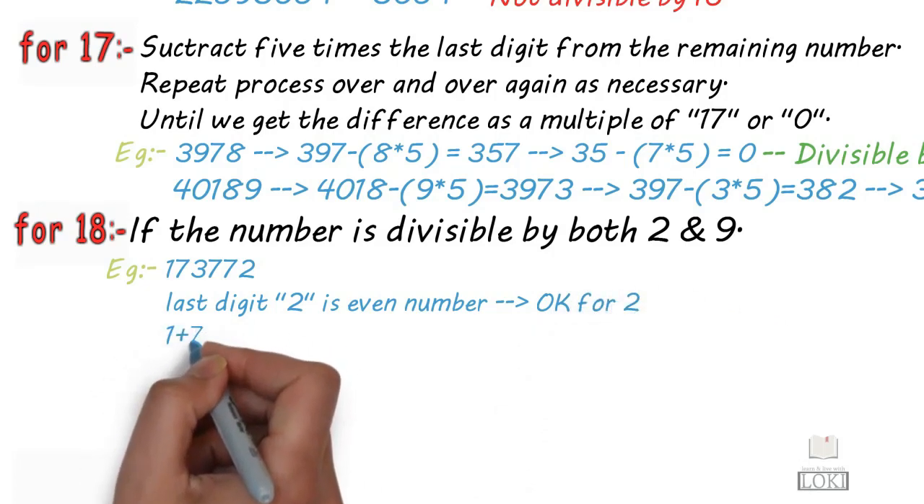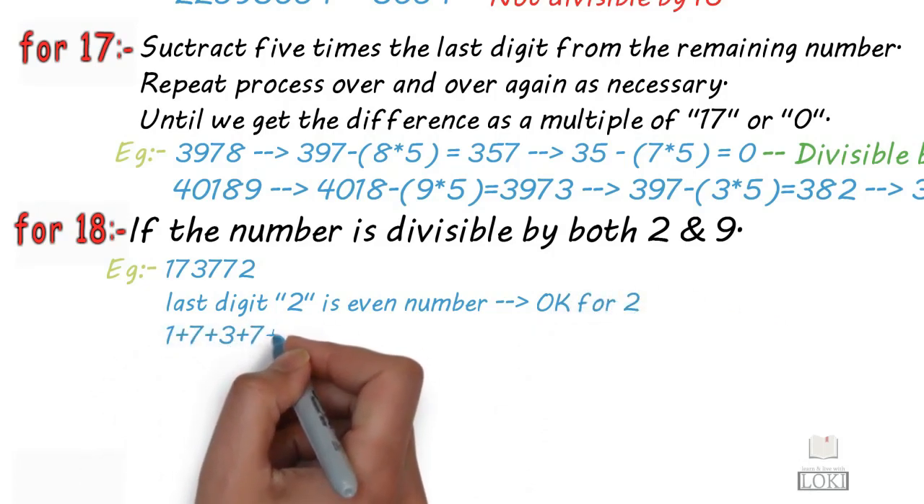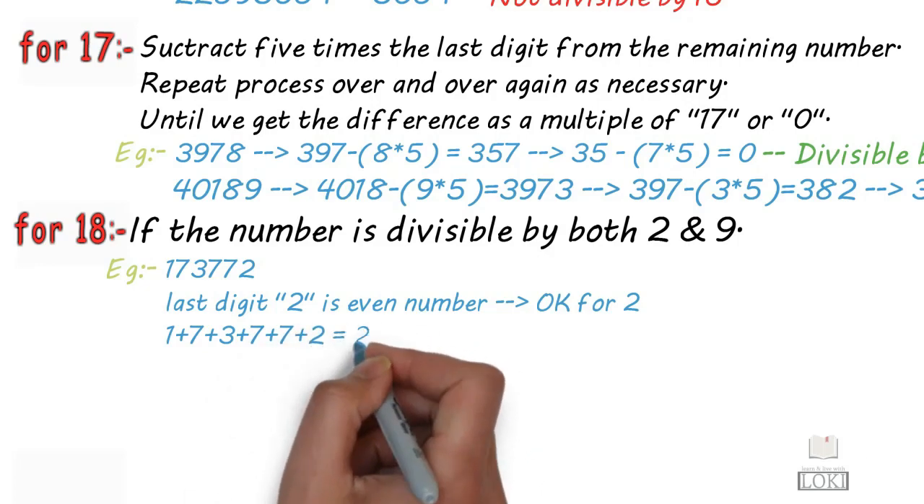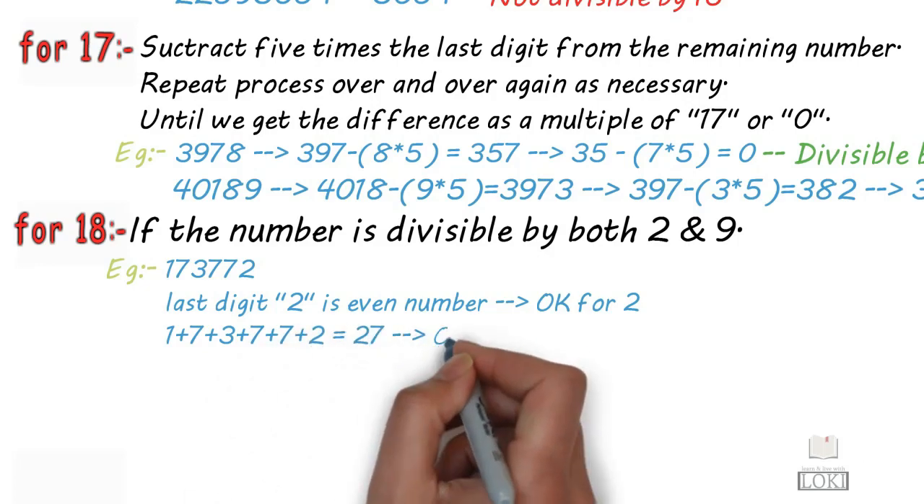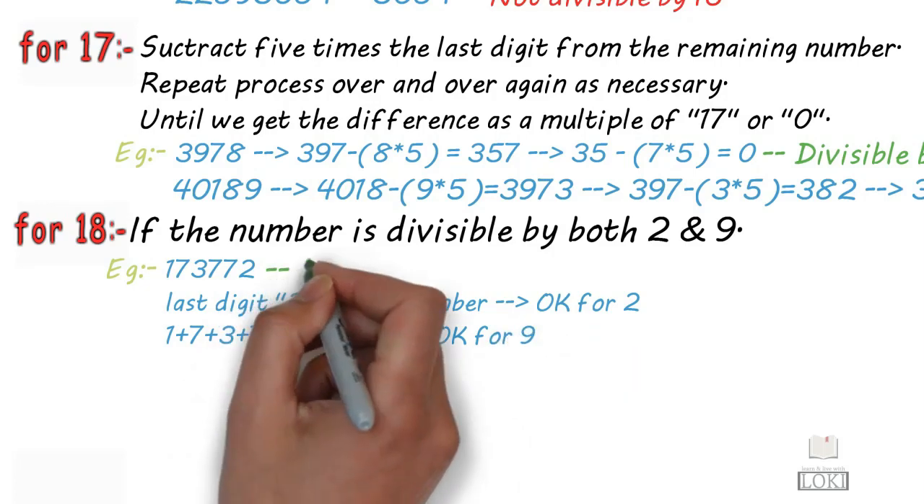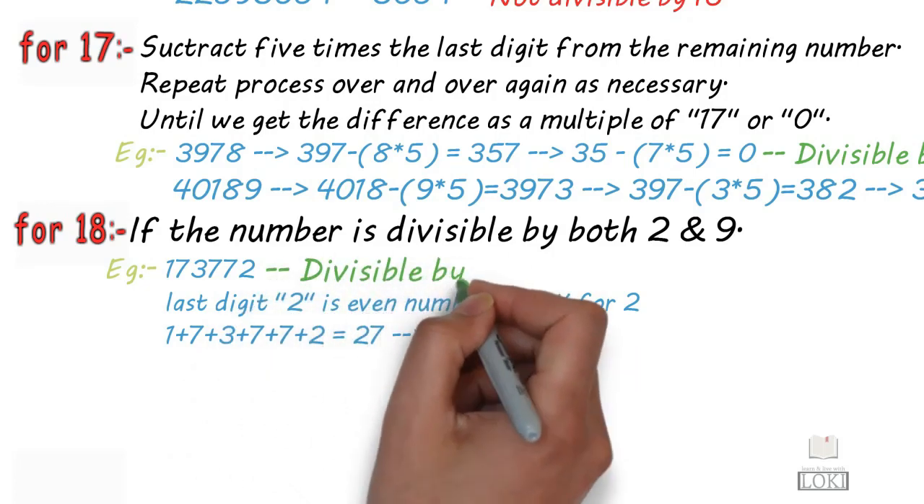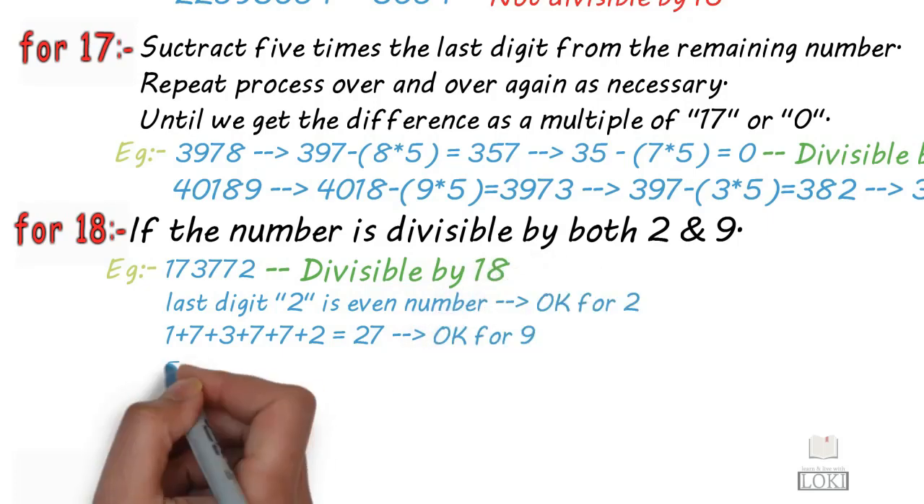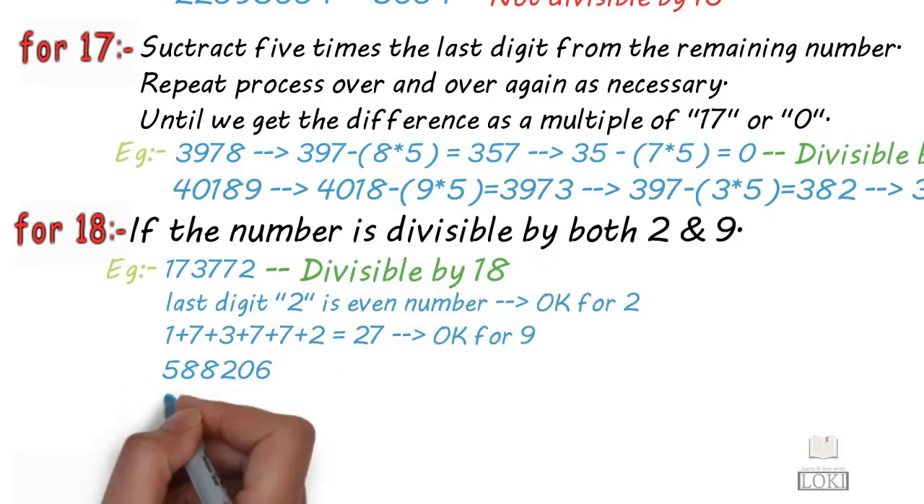And for 9, the sum of the digits should be a multiple of 9. Here, the sum of the digits gives 27, which is divisible by 9. So this satisfies both 2 and 9. So this number is divisible by 18. Let's see another example for 18.